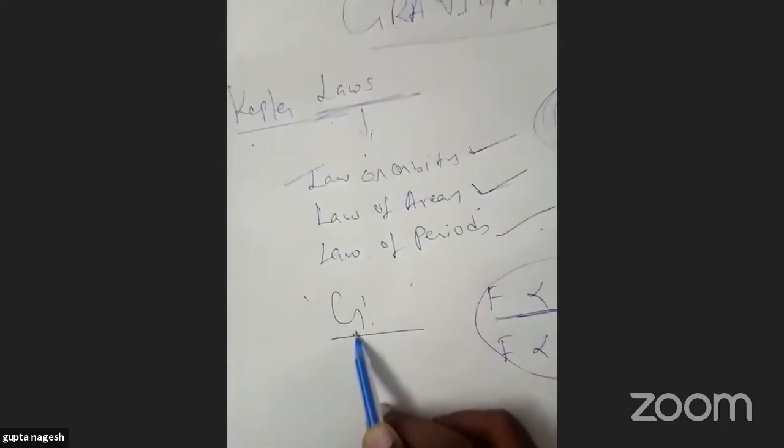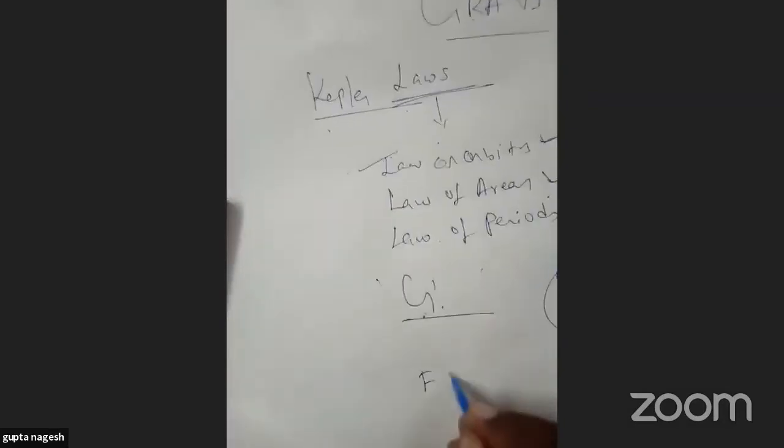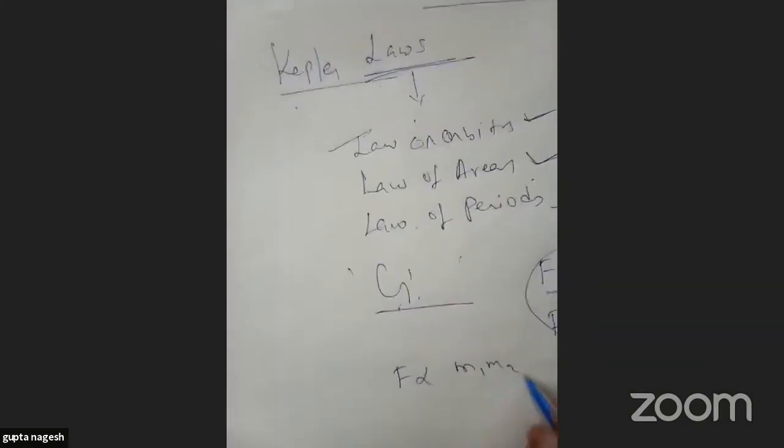Again, I'm repeating: every body in the universe attracts each and every other body with a force directly proportional to the product of their masses, and inversely proportional to the square of the distance between them. Now, from these 1 and 2, F is proportional to M1 M2 by D square. According to the mathematical calculation, F is equal to G into M1 M2 by D square.